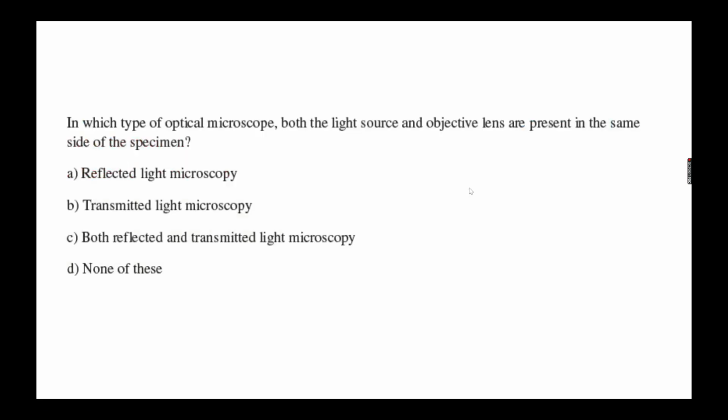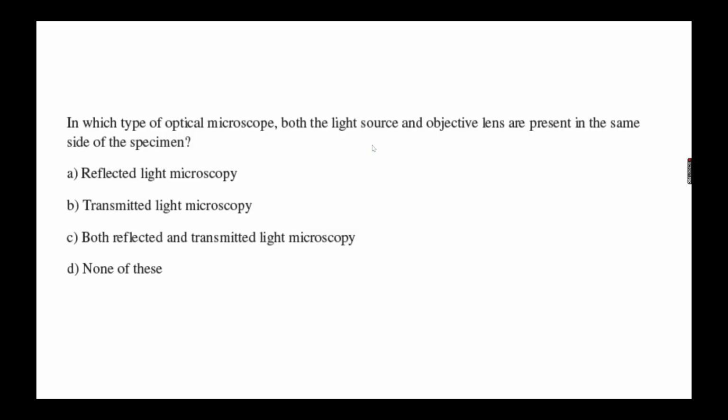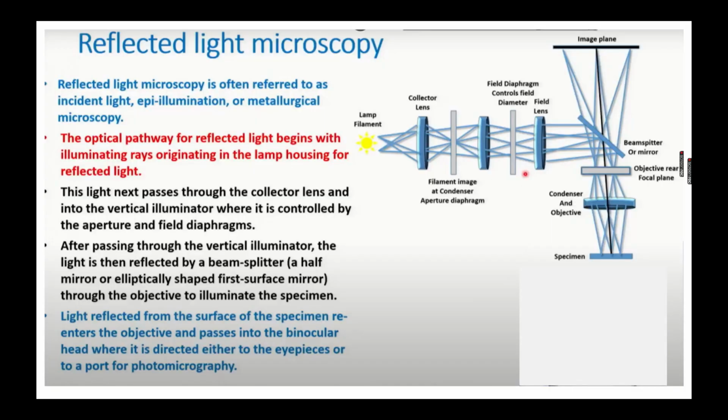So here this is asking about the light source and the objective lens being present on the same side of the specimen. So here this is the light source, and where is the objective lens? Okay, so here this is your collector lens. Here you can see somewhere the condenser and the objective. And this is your image plane.